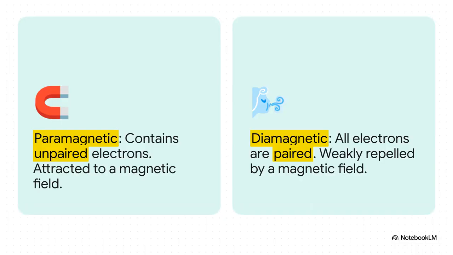In magnetism, that connects right back to our high spin versus low spin configurations. High spin complexes, with all those lonely unpaired electrons, are paramagnetic. Each one of those electrons acts like a tiny magnet, so the whole compound is attracted to a magnetic field. But low spin complexes, where all the electrons are neatly paired up, are diamagnetic. They're actually weakly repelled by a magnetic field. This is something we can physically measure in a lab to confirm our predictions.